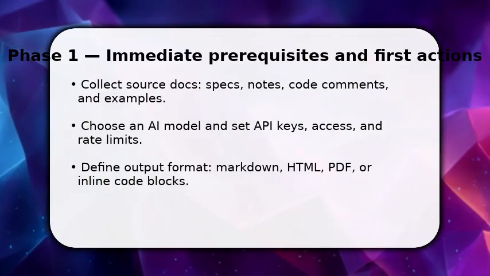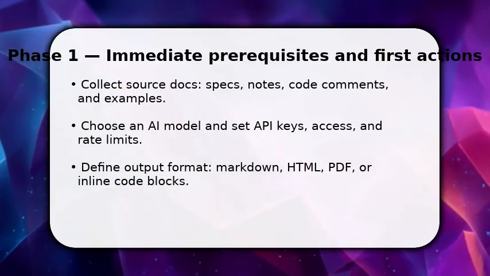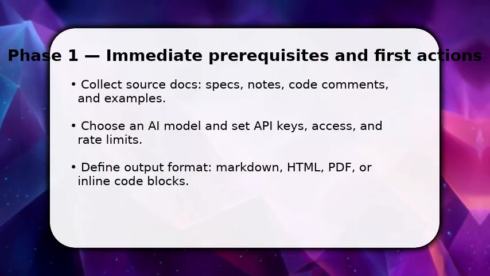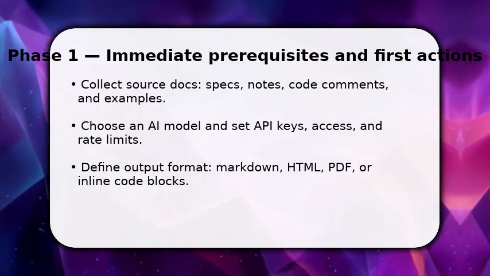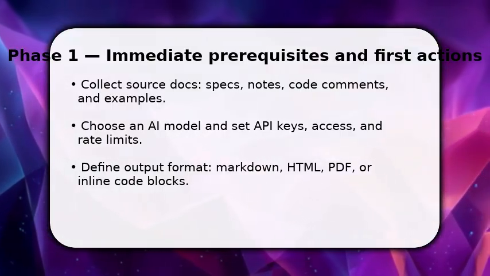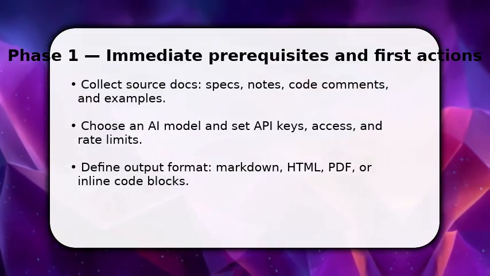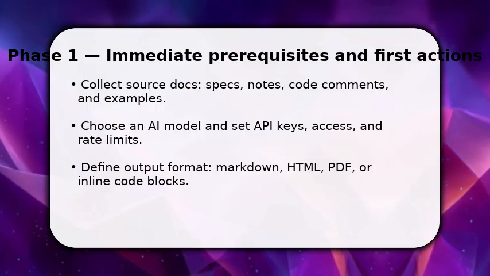You start by gathering the minimal essentials: source files, examples, and a chosen AI model with API access. Once you have keys and access, create a small prompt template that asks for structure, examples, and tone. Use precise instructions, output format, headings, and code fences.